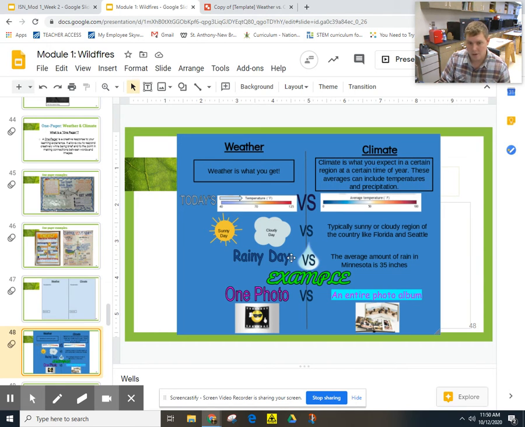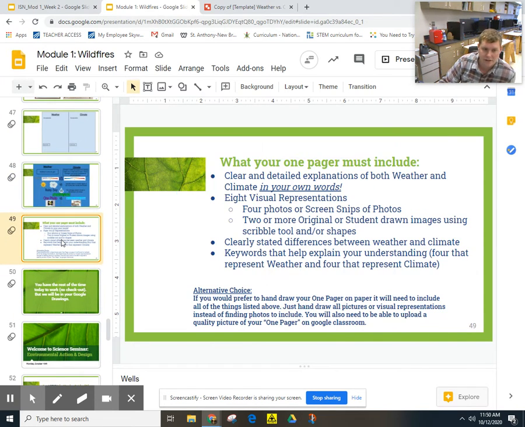I might compare a rainy day to the average amount of rain in Minnesota for a year, per year. So then an example of an idea to put a vision in your brain of weather versus climate that doesn't relate to weather and climate really is one photo versus the entire album of photos. So it's like one thing versus, or like one day versus a long period of time almost. So you're going to put these definitions into your own words.